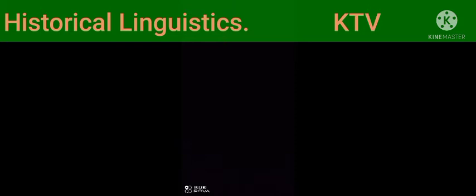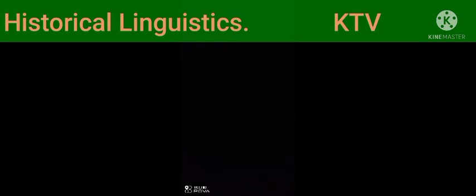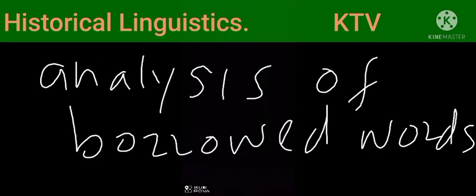In reconstruction, the theory of language, comparative historical linguistics uses the comparative method, which consists of four basic research techniques: external reconstruction, internal reconstruction, analysis of borrowed words, and analysis of toponymic data.